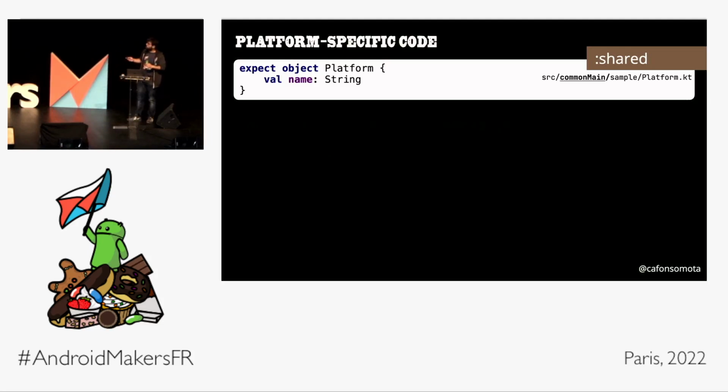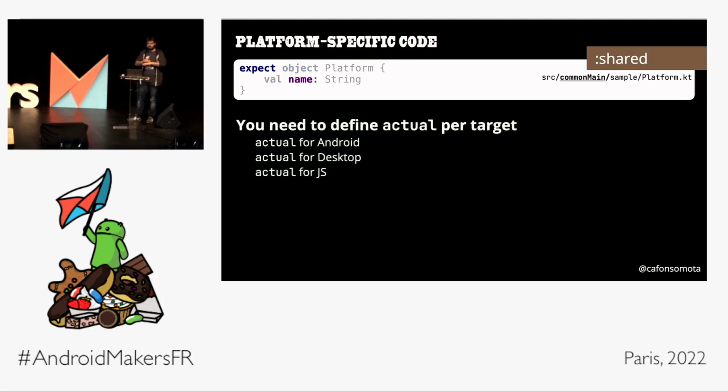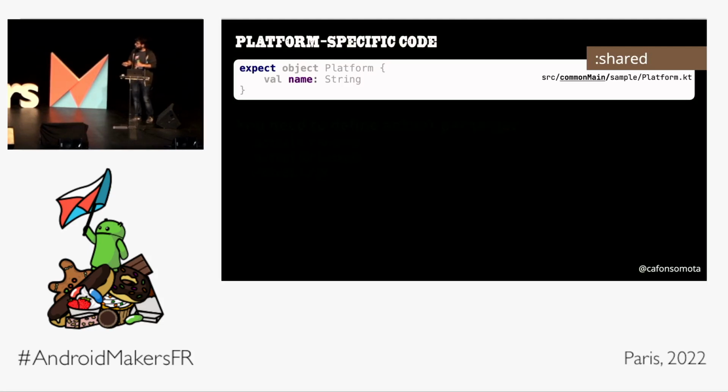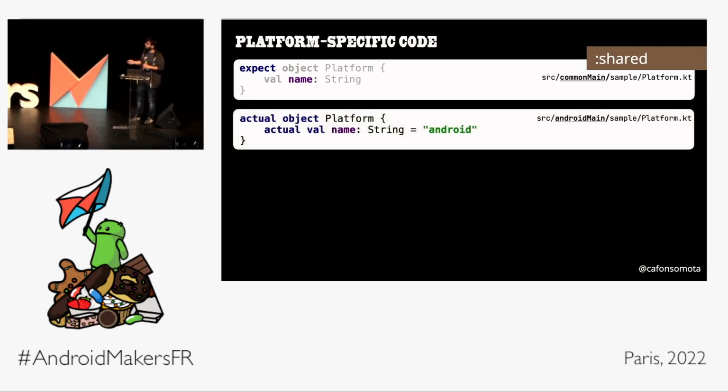So we're going to use the keyword expect, and it's exactly that. We expect someone to define this. And if in your project you're targeting Android, iOS, desktop, the IDE is going to automatically say, OK, you're expecting someone to define this, so define it. For that, you're going to use the actual keyword. So in this case, we are on Android, and you're going to use actual name means Android.